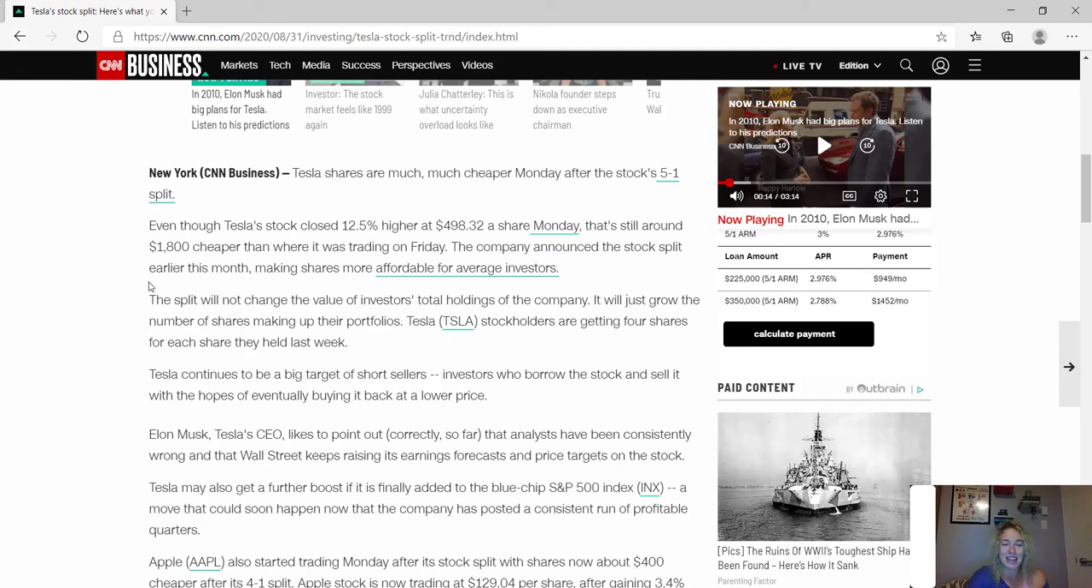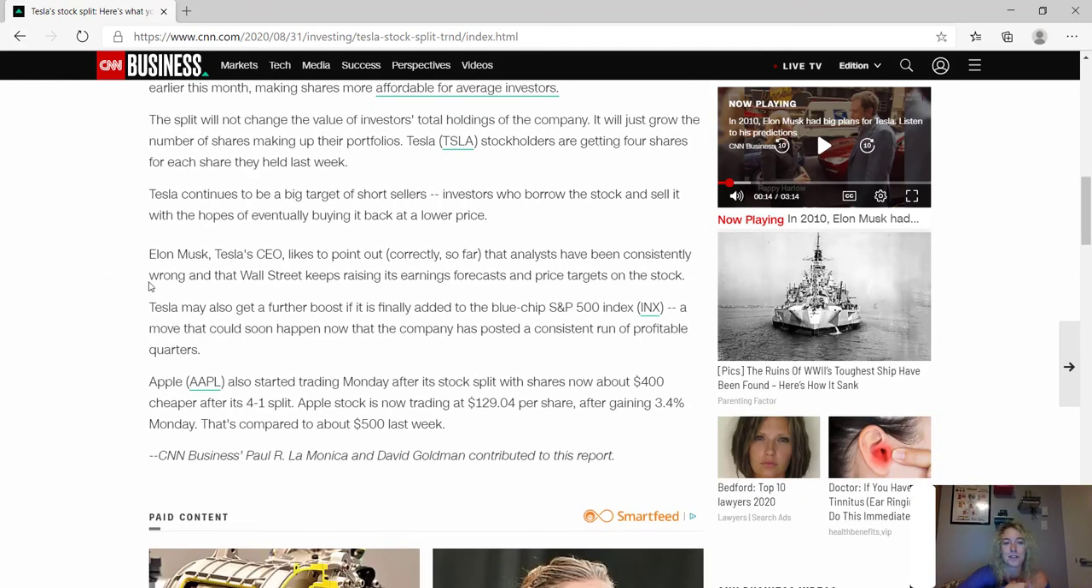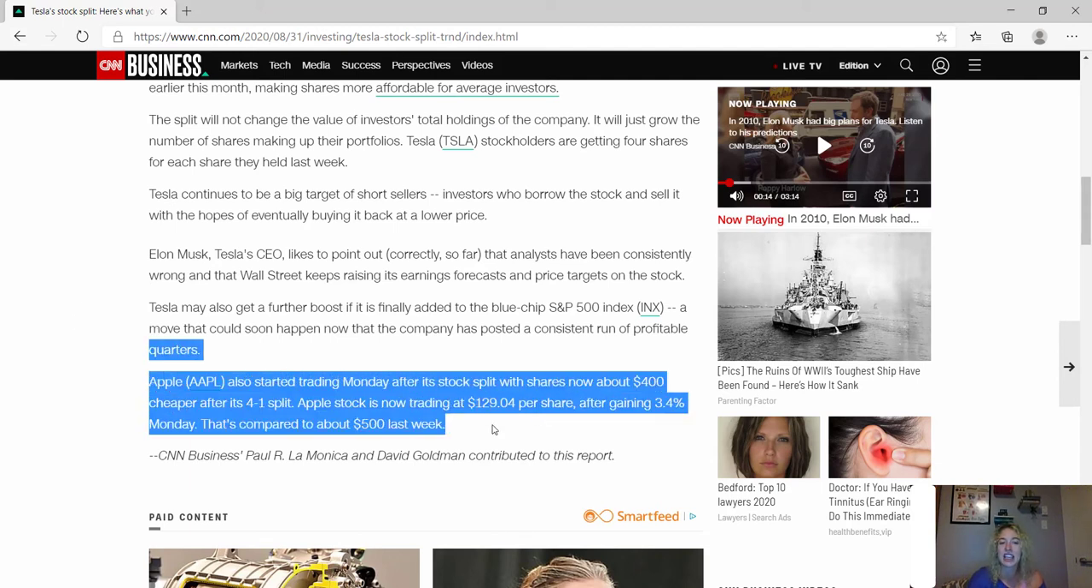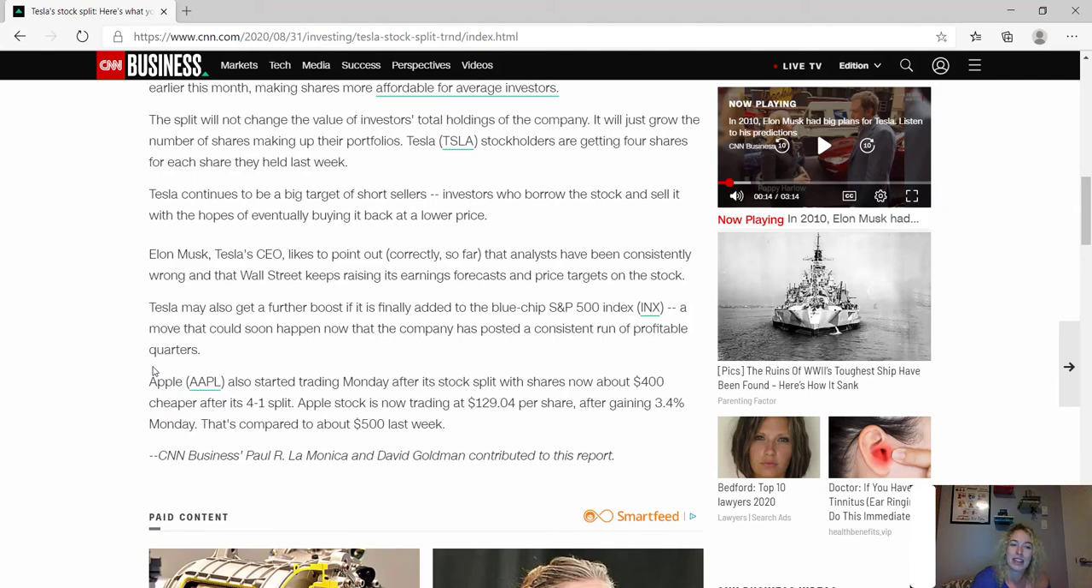I really like this. This is a great article for putting it in plain language and then showing and telling you the same thing that happened with Apple. Cool. Alrighty.